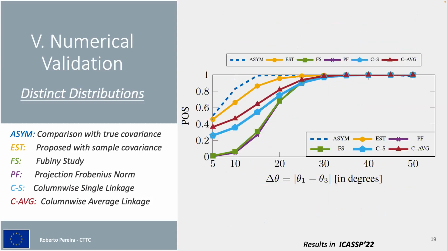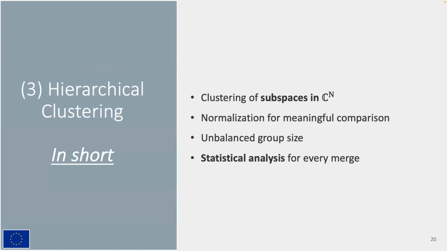And in another result, if I move two observations apart, I obtain a similar behavior. So if I have two or three observations, two clusters that are very close by, I'm still able to perform a good clustering. And of course, as long as I move them apart, the clustering becomes easier and easier. So I'm moving to the end.